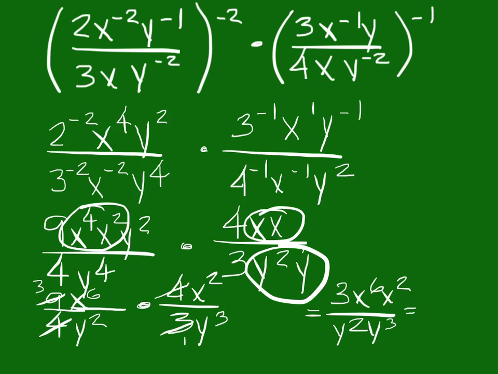So you're left with a 3 on top. X to the 6th, x to the 2nd is x to the 8th. And then on the bottom, y2, y3, y to the 5th.